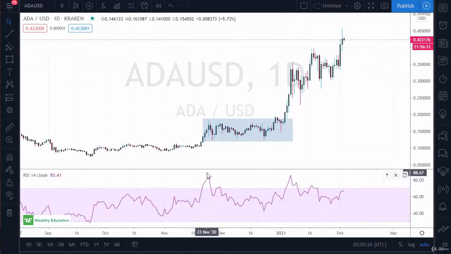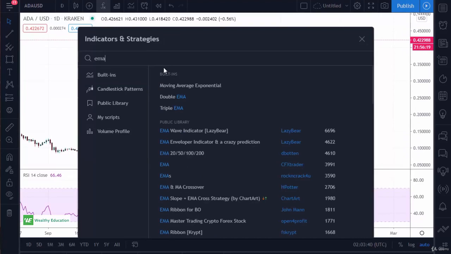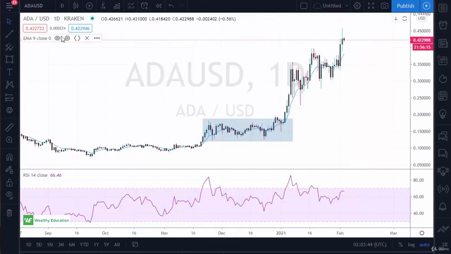And you can see that we were overbought, so it's not a surprise that we kind of consolidated here. And once we broke out, we went parabolic. Not a huge surprise. You can also put the good old trusty EMA here.